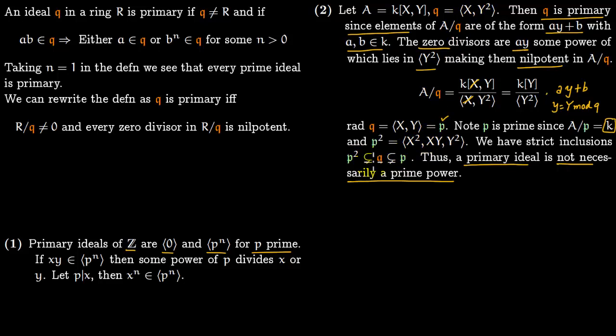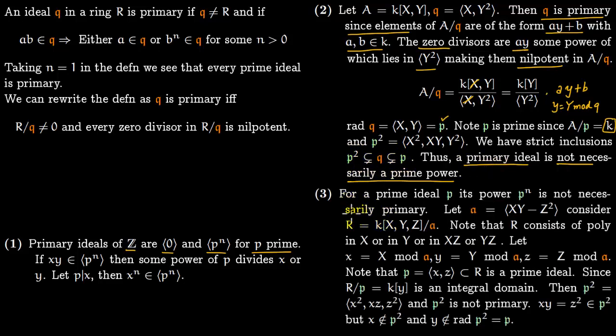So there's a strict inclusion here, and then Q strictly lies within P because there is no y here and there is a y here. So we have a primary ideal which is not necessarily a prime power. It is lying between two. So now we see the converse of this.